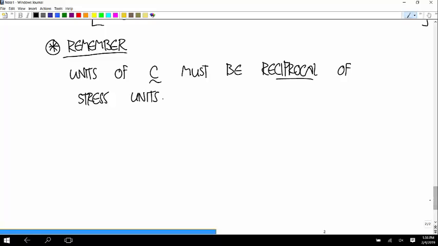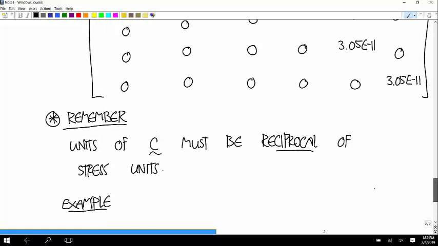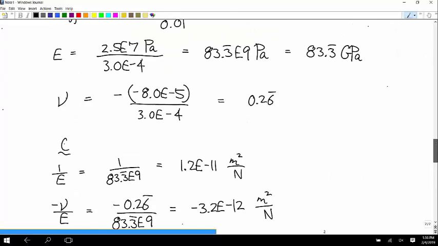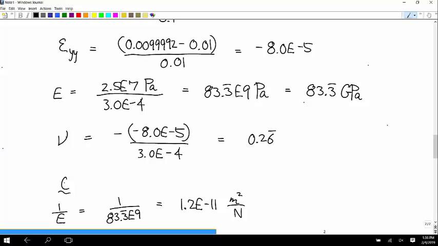So now let's do another example. Oh, I wanted to say, as a ballpark, what kind of material would have values like this? A Young's modulus of 83.3 repeating gigapascals is right in the ballpark of copper. This is a little softer material than copper, but within 10% or so.